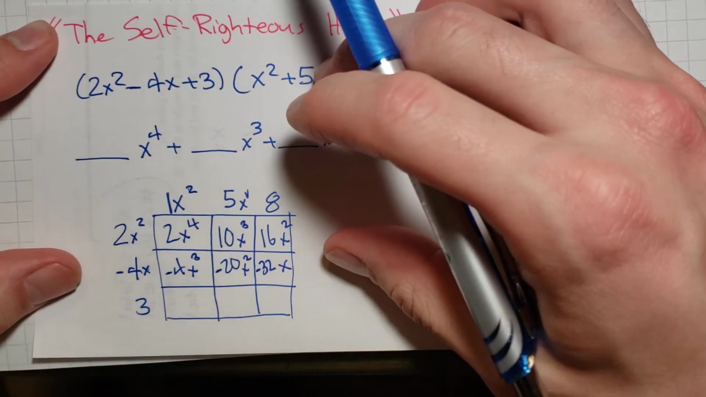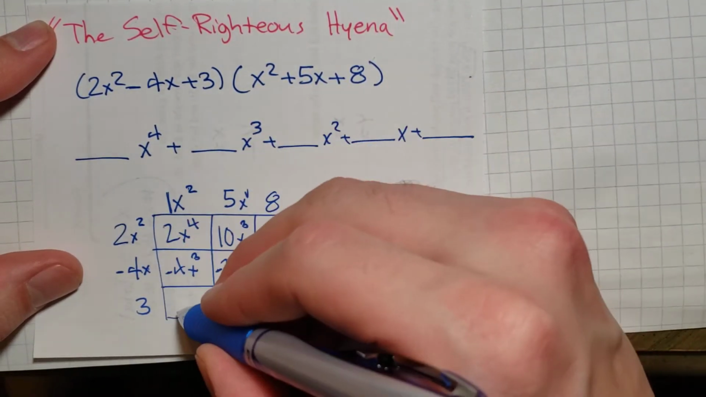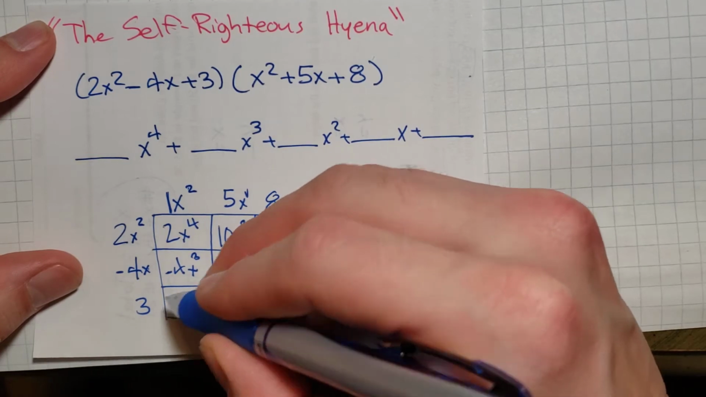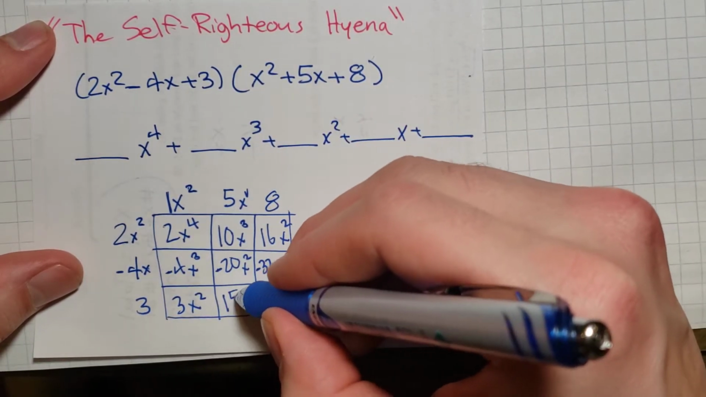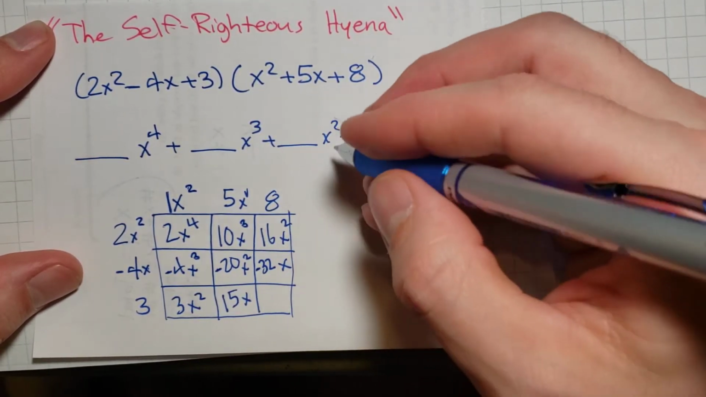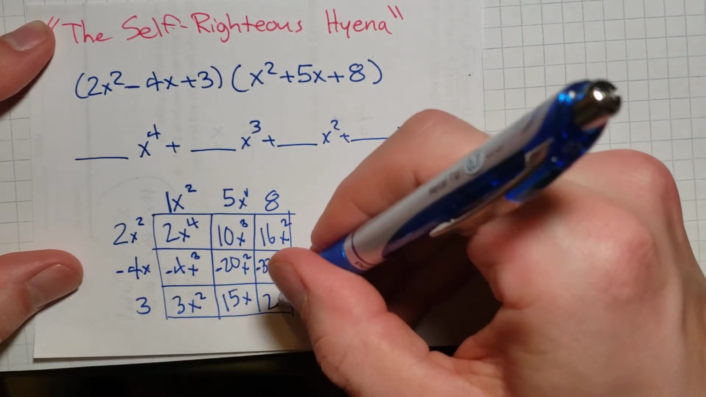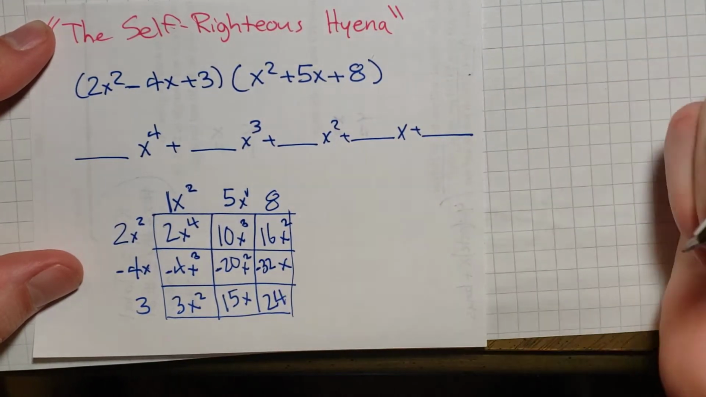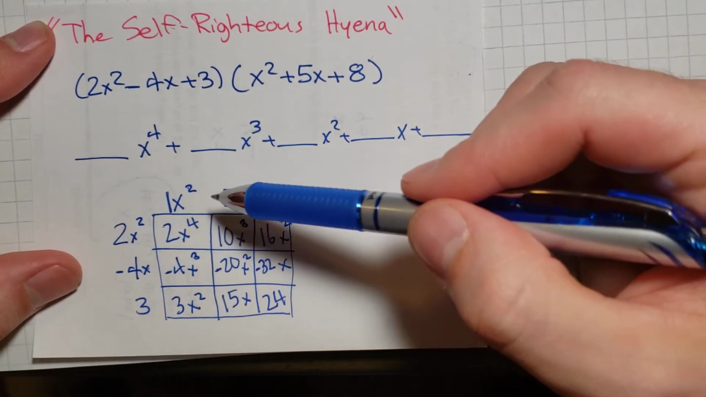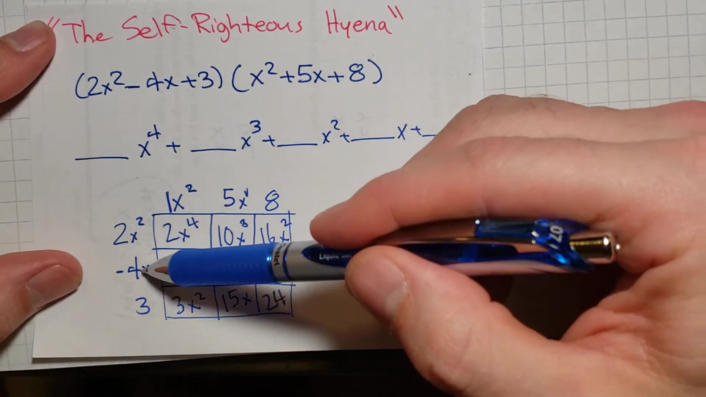All right, here we go. 3 times 1x squared is a 3x squared. 3 times 5x is a 15x. And then 3 times 8, I believe, is a 24. All right, cool. Is there anything else I'm missing? I don't think so. Make sure.